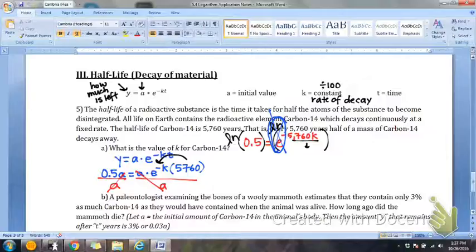So I have on the left side, I have ln of 0.5. It doesn't matter if you have parentheses around it or not. Equals, now my E is gone, and so my exponent can drop down.